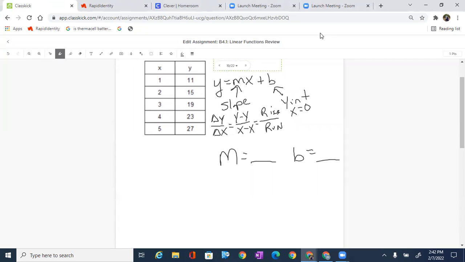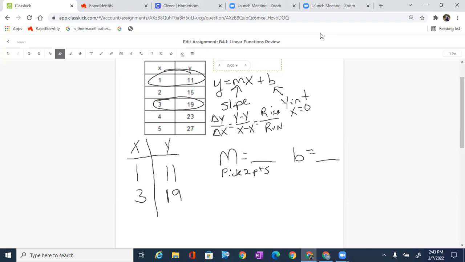Now, when we find our slope, we pick 2 points. I'm going to pick 1 and 11, and maybe let's pick 3 and 19. The points don't have to be in chronological order by any means. It does help, sometimes it's easier to see, but in this case we don't have to. What I do is make a little table, and then I go back to the formula for finding the slope. We do y minus y over x minus x, and that will give us our change in x and our change in y because we subtract those.